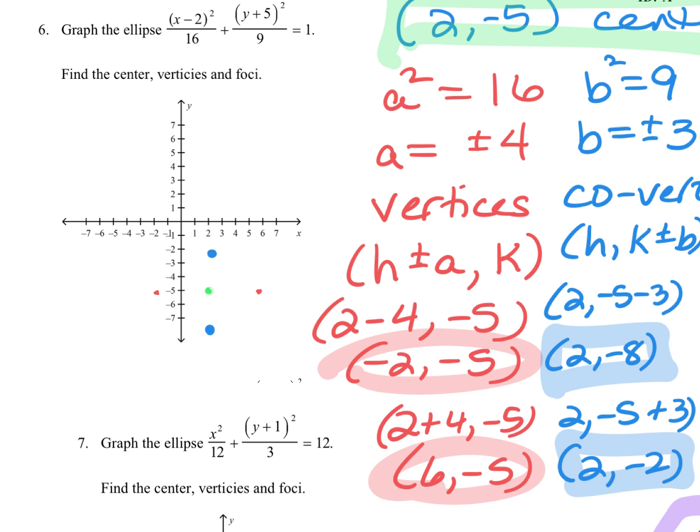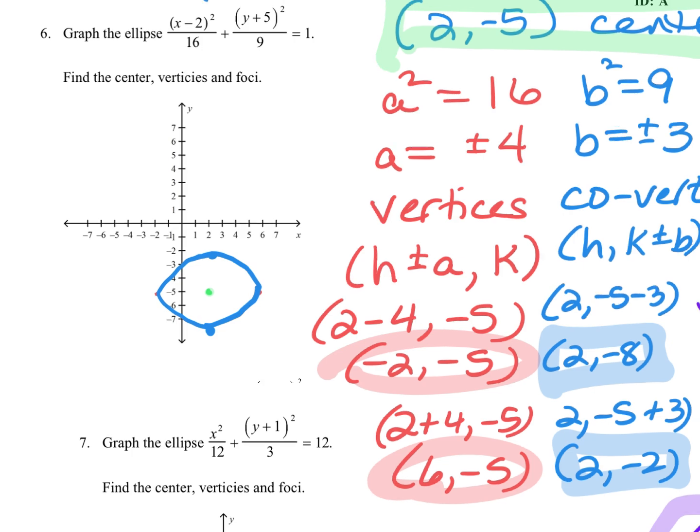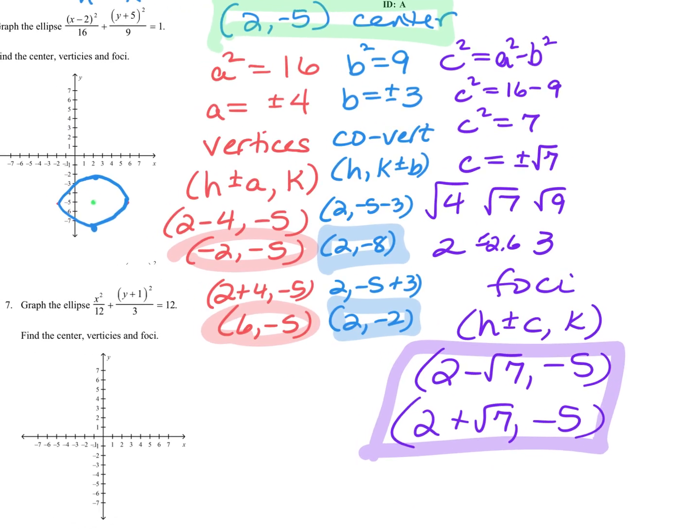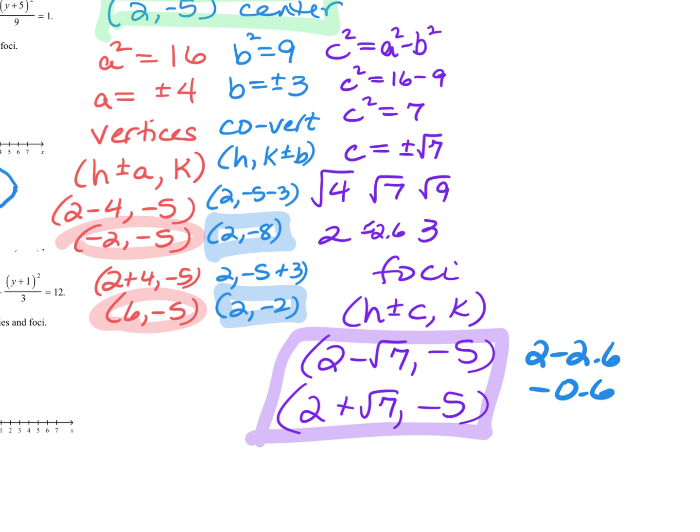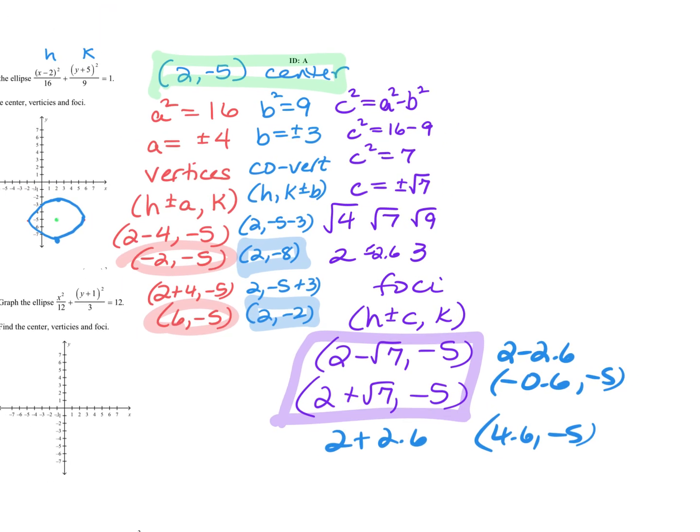So right now we could just connect it and get the ellipse shape, and then we'll add back in the foci. And again, you're going to approximate them. So for this one, remember we said the square root of 7 was about 2.6. So 2 minus 2.6, which will be about, you could even do 0.5. Again, we're trying to get it in between the 2 appropriate numbers. And then here, 2 plus 2.6, so 4.6, comma negative 5. So these would be approximately where I'm going to put my 2 points.